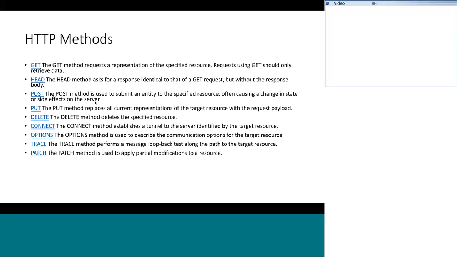PUT, on the other hand, is if you're trying to replace something. If you have data A and you want to replace it with data B, you're probably going to use a PUT call, and that's going to update the data or add the data. DELETE, as the name specifies, deletes the data or a record. Similarly, we have CONNECT, OPTIONS, TRACE, and PATCH. The most common that we use are GET, POST, PUT, and DELETE.